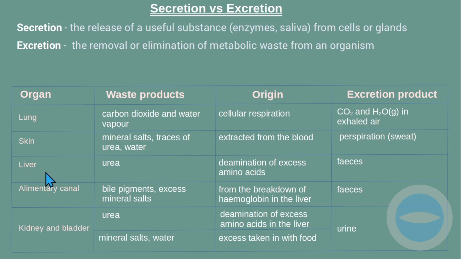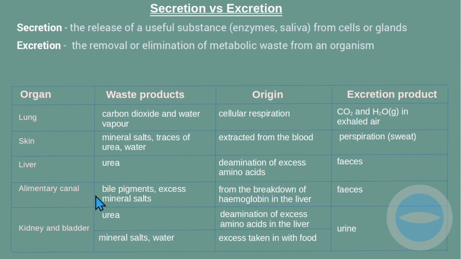And then another organ is the liver. The waste product is urea, and the urea is from the deamination of excess amino acids. This one is excreted as feces. And then we have the alimentary canal.